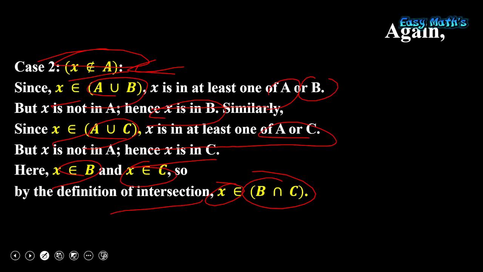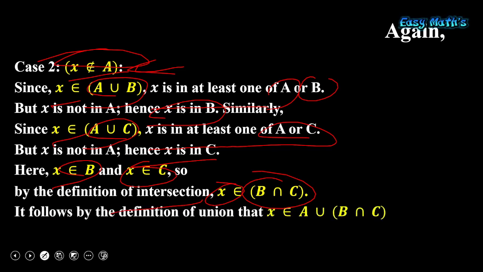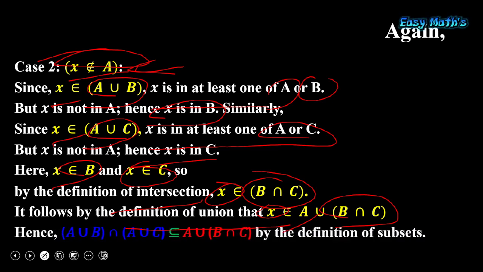Now by combining these two cases, we have x belongs to A union (B intersection C). This is by the definition of union. Now, from the two cases, we said that (A union B) intersection (A union C) is a subset of A union (B intersection C) by the definition of subset also.